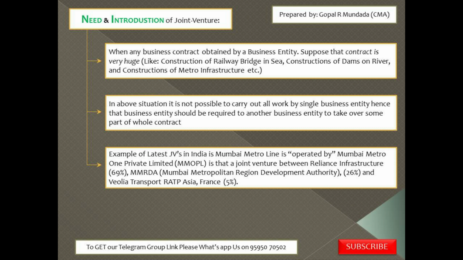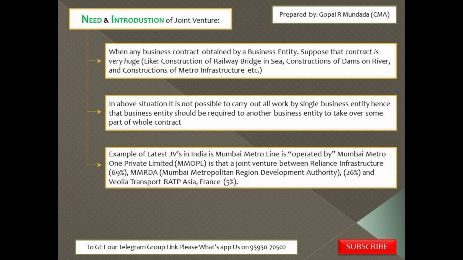Say, for example, the Mumbai Metro construction work is done by Mumbai Metro One Private Limited, which is a joint venture between Reliance Infrastructure, MMRDA, that is Mumbai Metropolitan Region Development Authority, and Veolia Transport RATP Asia, France. These are three companies which came together for the construction of the Mumbai Metro. Think that Reliance holds 69% of the share, MMRDA holds 26%, and Veolia Transport holds 5% of the share. So this is the 100% share of such work.